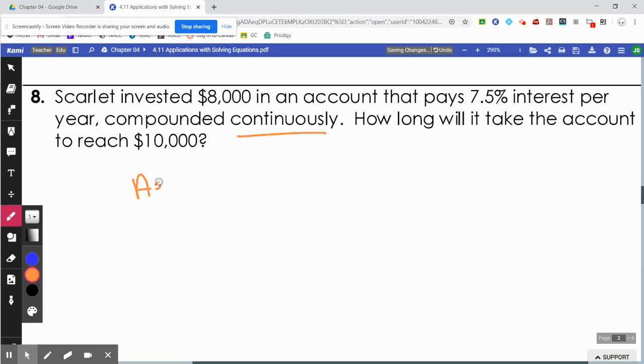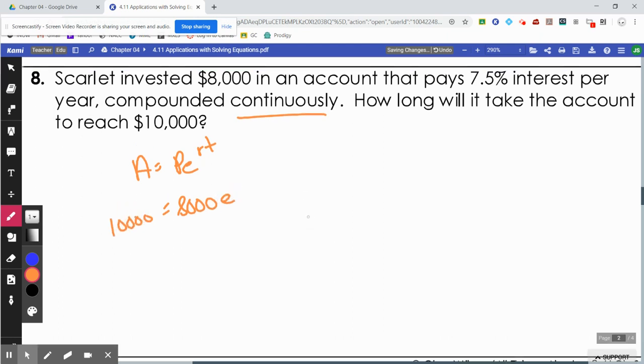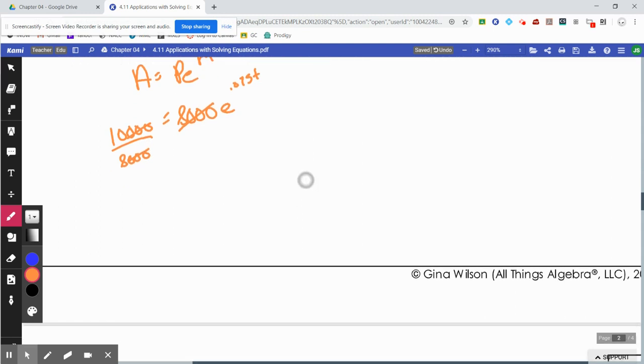And the last one, Scarlett invested $8,000 in an account that pays 7.5% interest per year, compounded continuously. So as soon as you see continuous, again, we're dealing with a base of E, an APERP problem. How long will it take the account to reach $10,000? So we started with 8,000. We want to reach 10,000. E to the, let's see, the interest rate was 7.5, so 0.075 times T. Step number 1, we always divide by that 8,000. Reduce that, and you have 10/8, which will be 1.25 equals E to the 0.075 T.